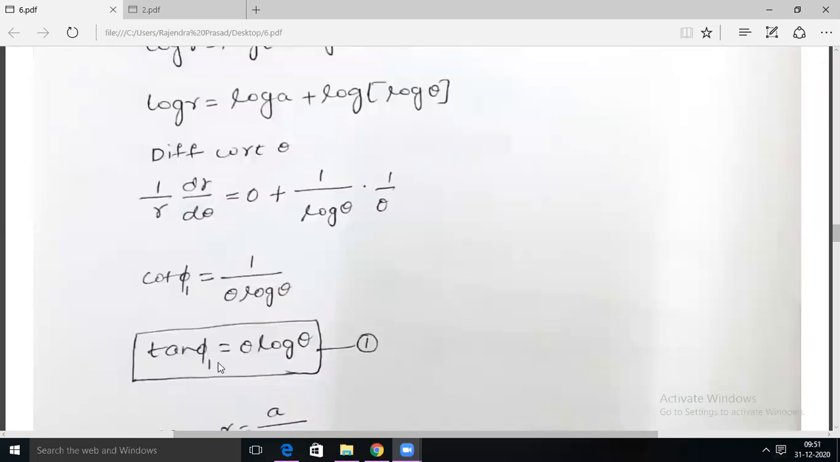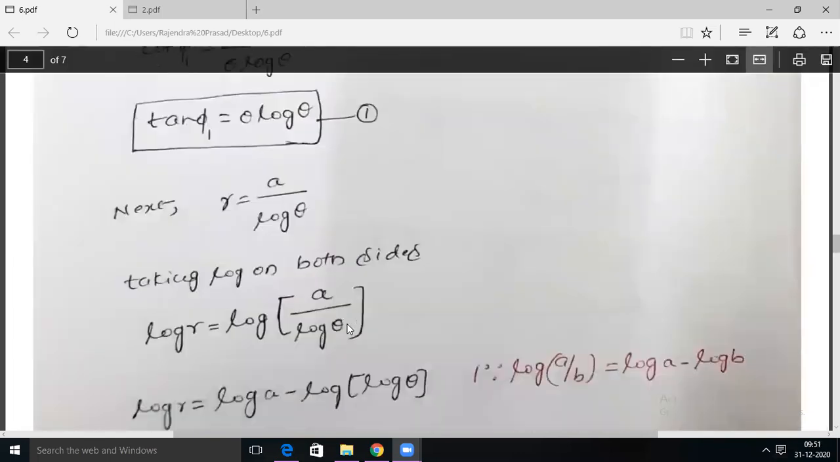So that's why we keep it in terms of tan phi 1. Tan phi 1 is equal to the reciprocal of this, then we get theta into log theta. Consider this equation number 1. Next we shall consider the second polar curve, r is equal to a upon log theta.